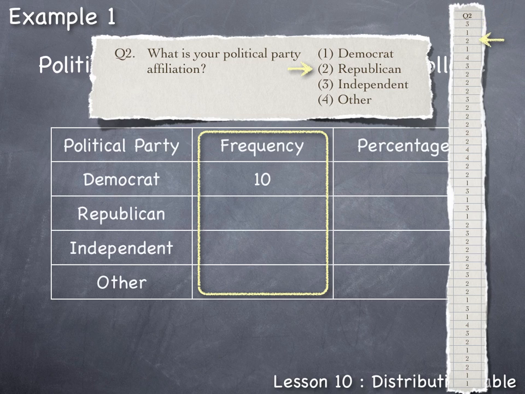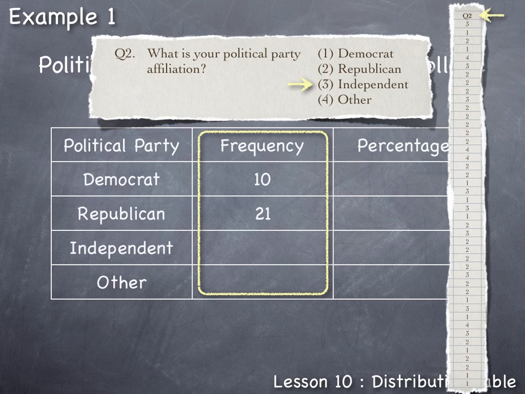Here we find there are 1, 2, 3, 4, 5, 6, 7, 8, 9, 10, 11, 12, 13, 14, 15, 16, 17, 18, 19, 20, 21. Therefore, the frequency is 21, because there's a total of 21 students in the survey that were Republican.